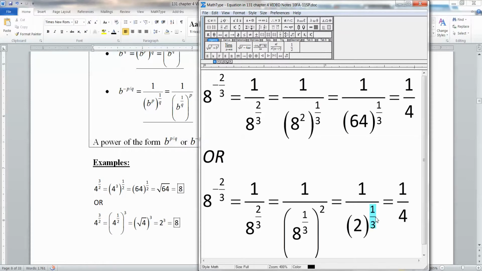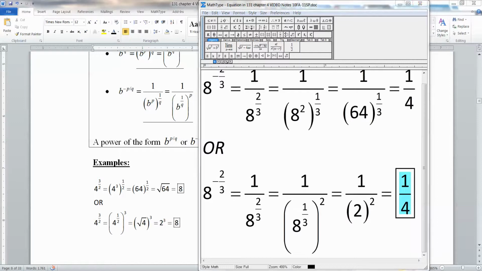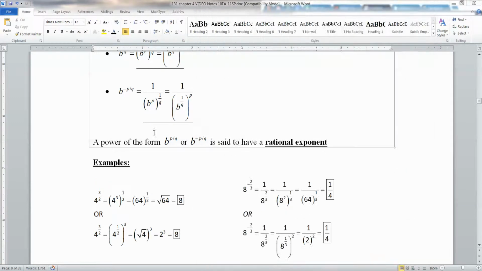Or I could reverse it and do the third part first. So 8 to the 1/3 to the 2, and that makes 2 to the 2, which makes 4. So either way, you still get a fourth. And that's what that second batch was saying. So this example over here is of the first one. This example over here is of that second one.